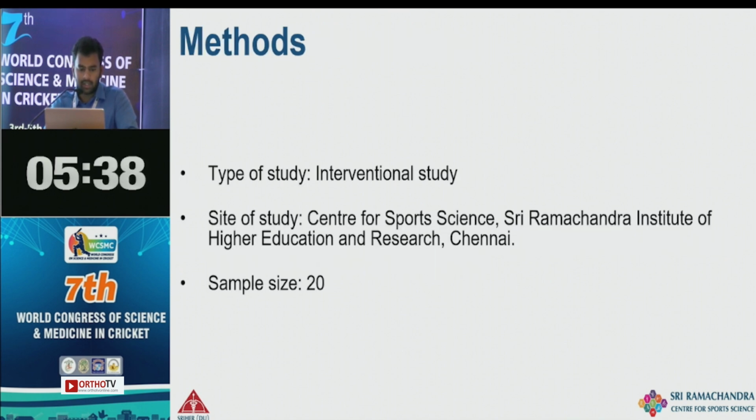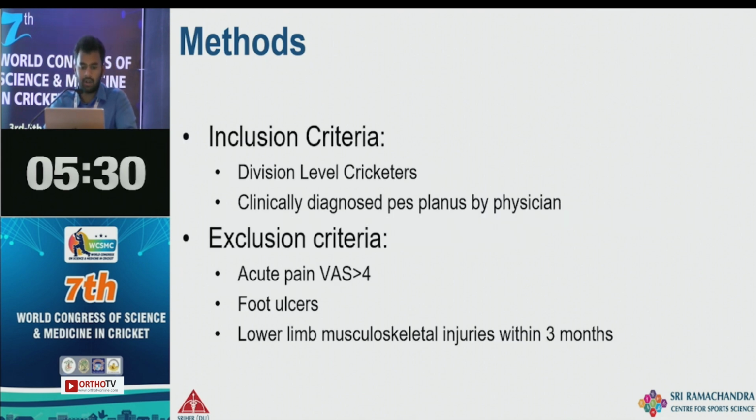It's an interventional study conducted at Center for Sports Science, Sri Ramchandra Institute of Higher Education and Research. There were 20 male athletes included in the study. We had division level cricketers who were clinically diagnosed as PES planus by physicians. Any cricketer with acute pain with VAS greater than 4, lower foot ulcers, and lower limb musculoskeletal injuries for the past 3 months were excluded.